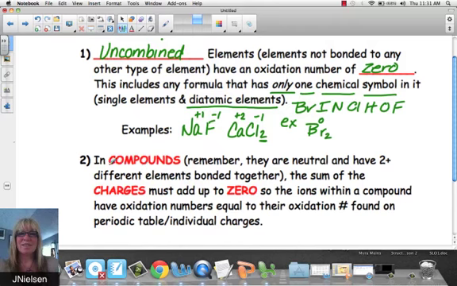In compounds, remember they are neutral and have two or more different elements bonded together. The sum of the charges must add up to 0, and that's what I was just telling you. So the ions within a compound have oxidation numbers equal to their oxidation number found on the periodic table, and that's what I just did here.